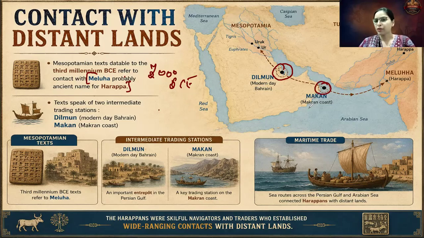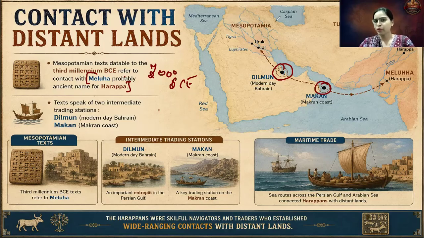Makan refers to the Makaran coast, present day Makaran coast. Probably at that time it was referred to as Makan. So these were intermediate trading stations where the people could halt, take rest, recharge themselves, and then proceed ahead in their journey. Fine.